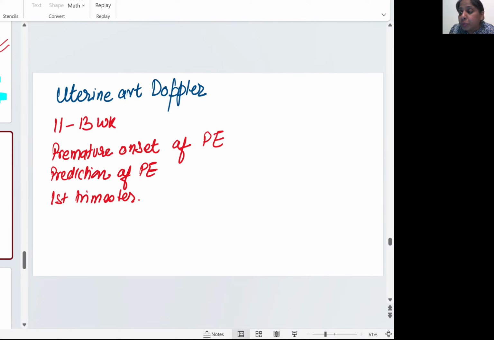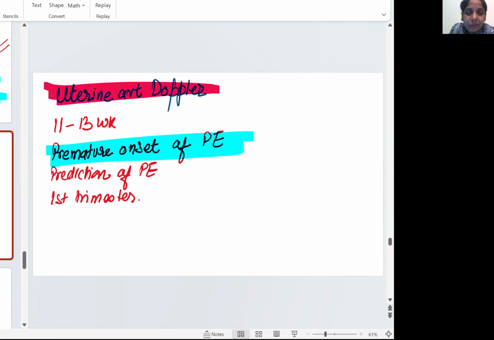When is uterine artery Doppler done? NEET PG PYQ. NEET PG people are making questions from this. Uterine artery Doppler is done at 11 to 13 weeks. It tells us about the premature onset of preeclampsia. What is the relevance of uterine artery Doppler? We do it in the first trimester, and it helps in the prediction of preeclampsia.